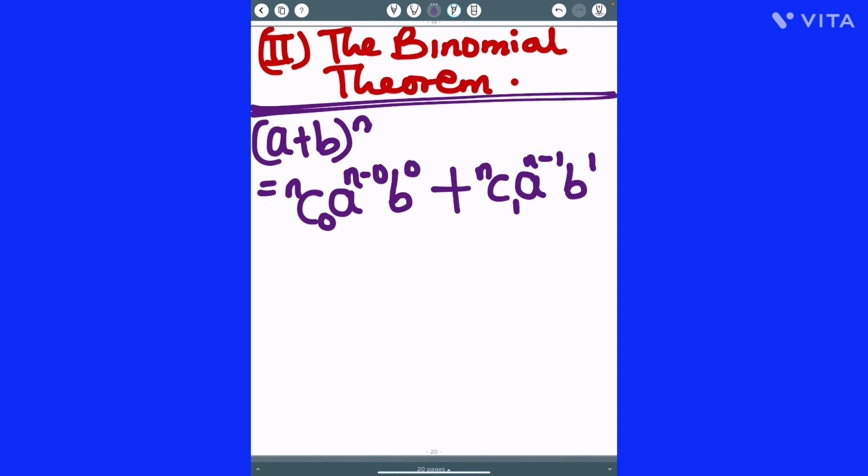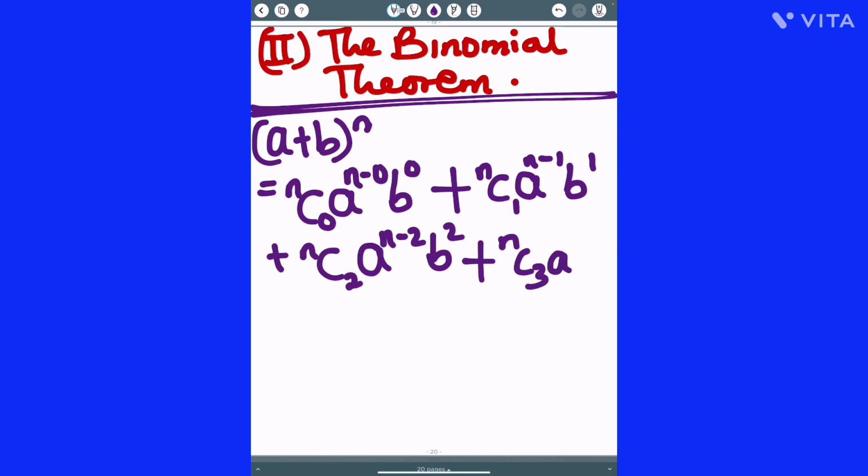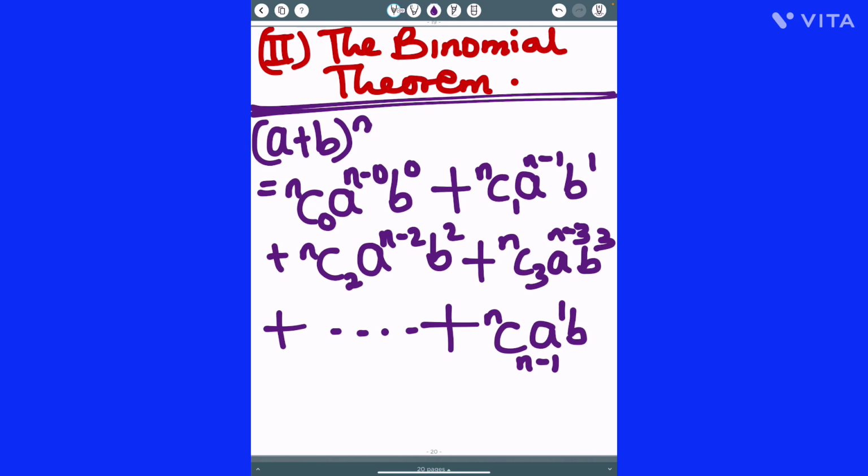1, and so on. So our third term should be n combination 2 a raised to power n minus 2 b raised to power 2. My fourth term should be n combination 3 a raised to power n minus 3 b raised to power 3, and so on till you get to the term before the last, which is n combination n minus 1 a raised to power 1 b raised to power n minus 1.